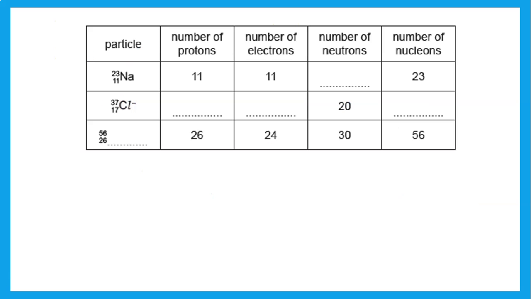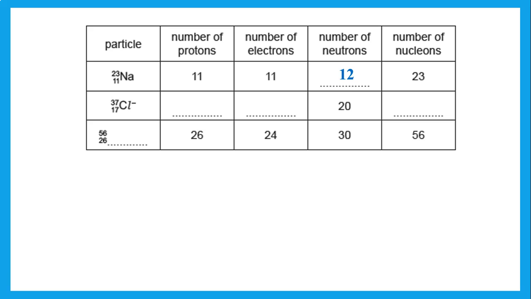Okay, let's try this one. He says I have sodium 11 and 23. So that means 11 protons, 11 electrons. What is the number of neutrons? Number of neutrons, we get it from the number of nucleons or the mass number. The mass number is 23. That is protons plus neutrons. So if protons are 11, then the number of neutrons is 23 minus 11, so that is 12.